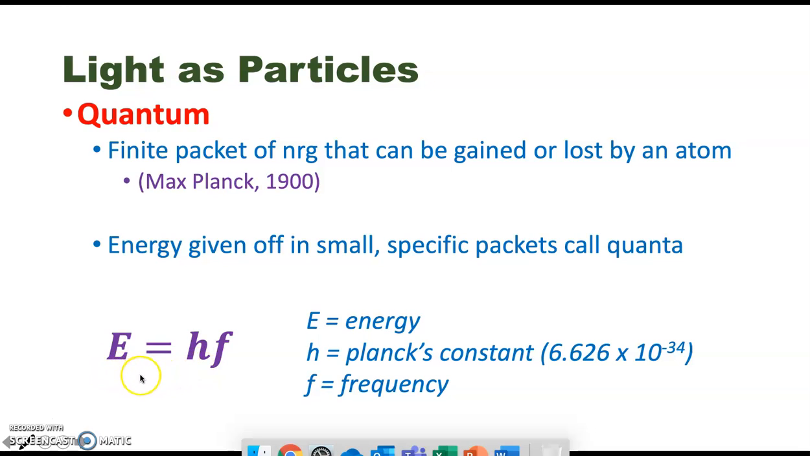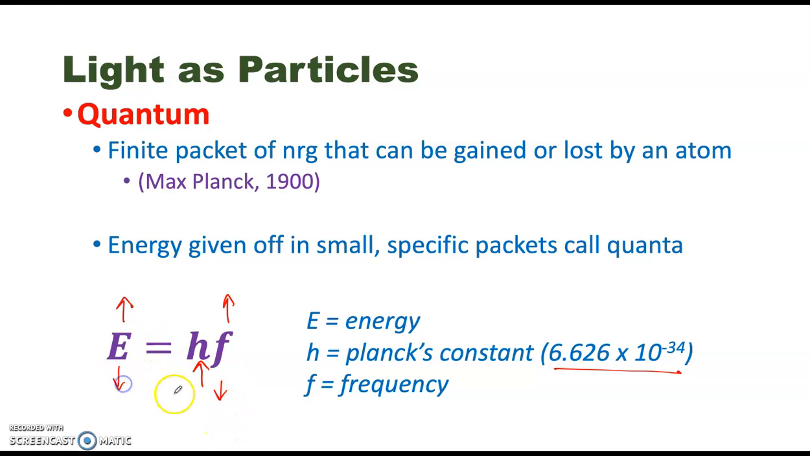Now there's an equation that was created that says E equals hf, where h is Planck's constant, which is this number. So just ignore that for now. But what it means is that light that has a higher frequency will also have a higher energy. Light that has lower frequency also has lower energy.